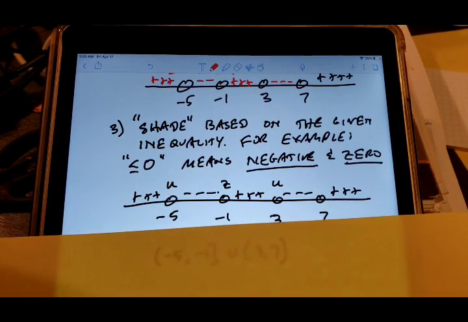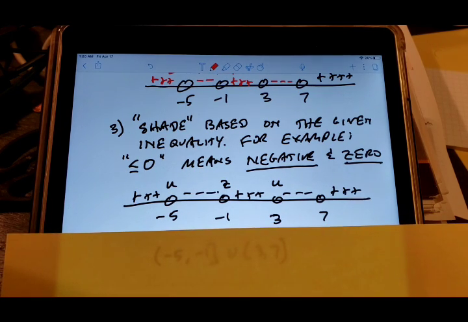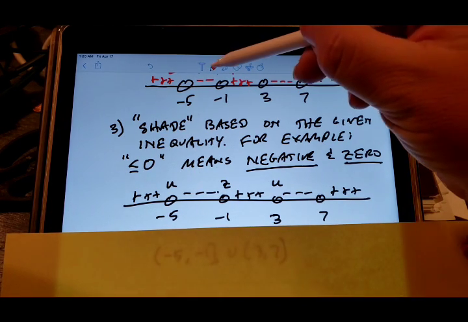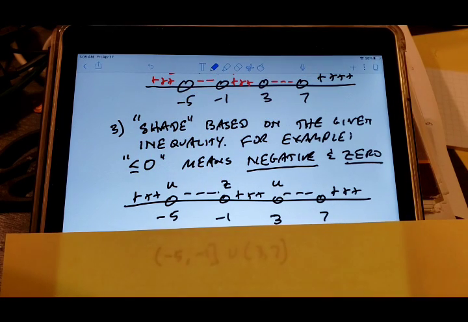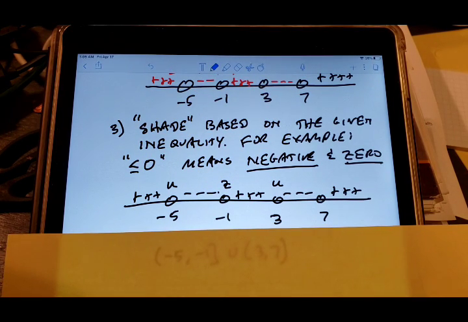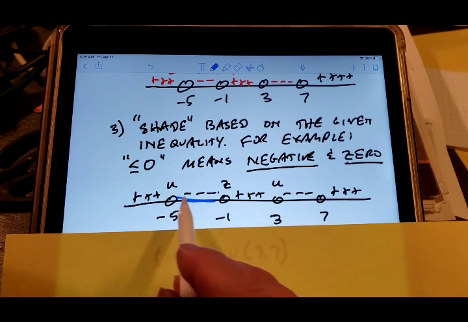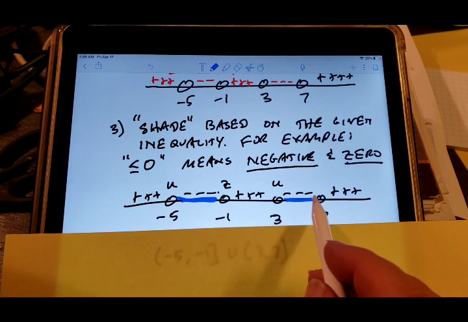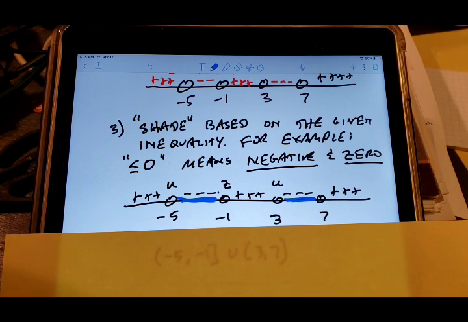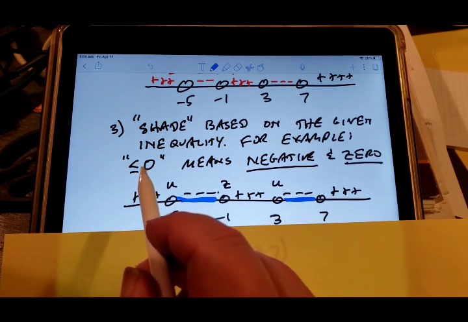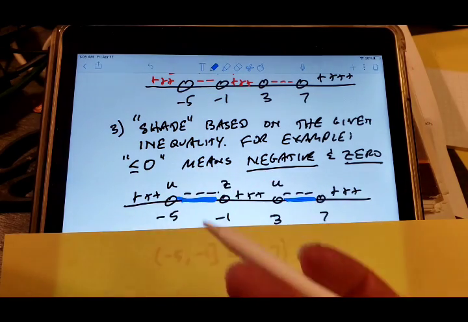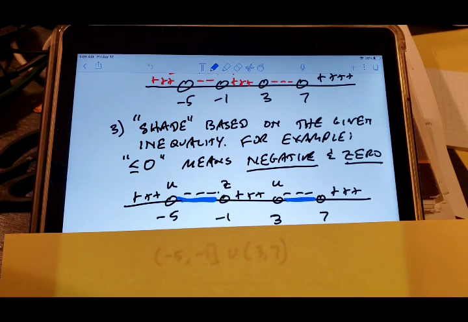So this is the inequality. I haven't shaded yet. Let me shade in blue here. But where am I going to shade? Well, since the original problem said less than 0, I'm going to shade any intervals that are negative. If you ask me where the negative came from, I'll say it came from less than 0. If it said greater than 0, I would have shaded the positives. And then since it says or equal to 0, I want to shade the zeros.